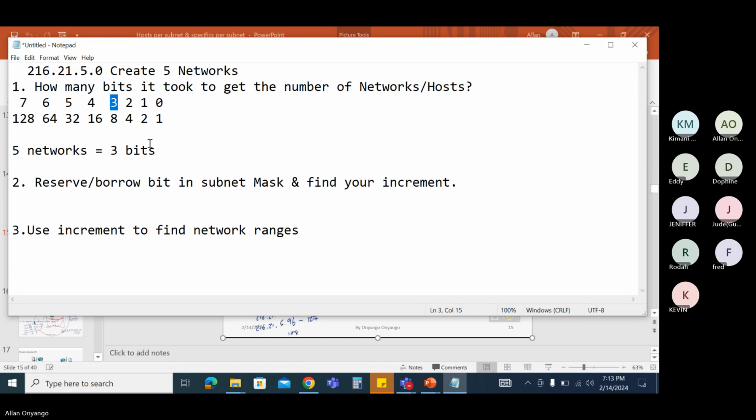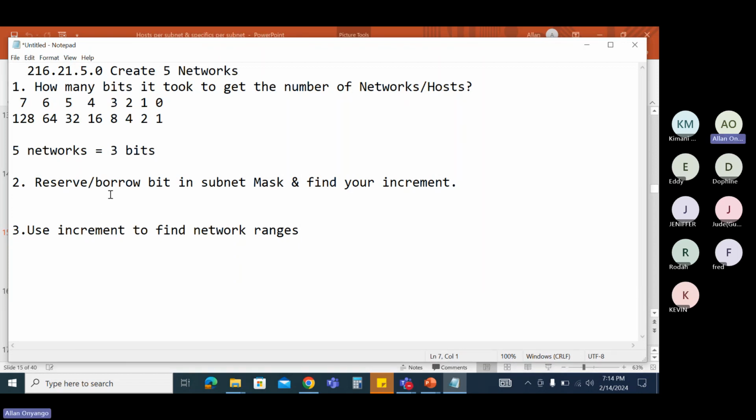Good. Let's go to the second step now, which says, reserve or borrow. We are calculating the number of networks. So do we borrow or we reserve? Check. I told you to write it down. We borrow, isn't it? Very good. So here we are not going to use reserve. Because we are talking about networks, we are going to borrow. So borrow bits in the subnet mask and find your increment.